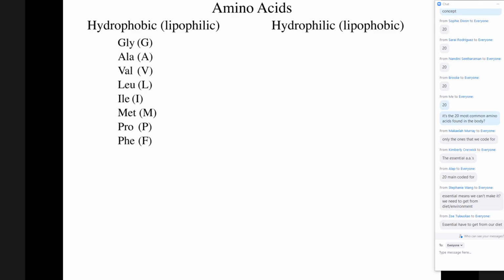We have to take them from diet. Usually that's one of those things that professors don't go into a lot of detail on, but that's exactly what they are. Interesting that the essential amino acids change pre-pubescent and post-pubescent. So I think that's maybe why they don't go into detail with those. But these 20 we commonly code for.